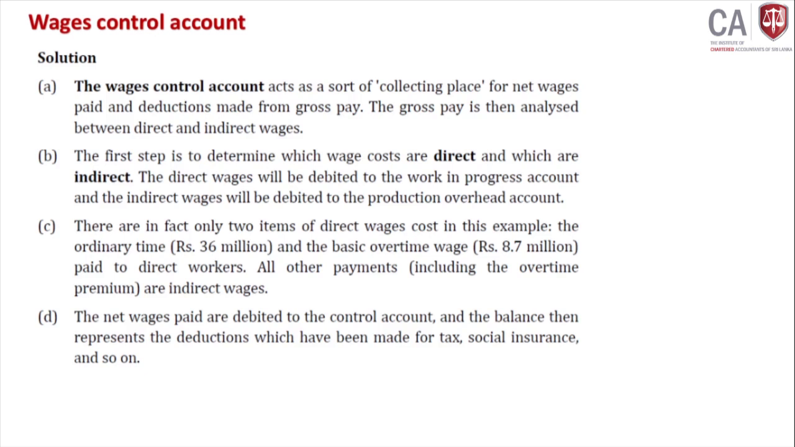There are in fact only two items of direct wages in this example. The ordinary time 36 million and the basic overtime wages 8.7 million paid to direct workers. All other payments including overtime premium are indirect wages. The net wages are debited to control account and the balance then represents the deductions which have been made for tax, social insurance and so on. Balance will represent the deduction.